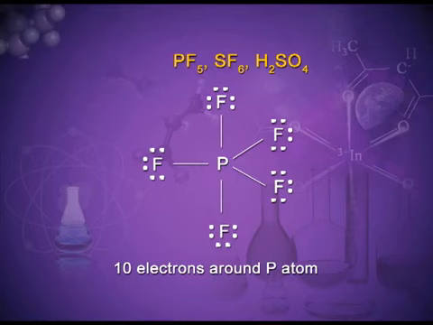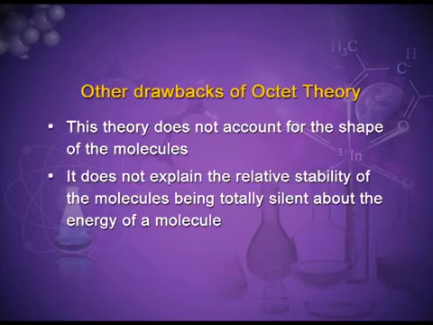PF5, this is phosphorus pentafluoride. Phosphorus is in the center, surrounded by 5 fluorine atoms. Now you can see the 5 covalent bonds around the phosphorus. So you can very well count the number of electrons around phosphorus. It will be 10 in number. Other drawbacks of the octet theory are, this theory does not account for the shape of the molecules. It does not explain the relative stability of the molecules, being totally silent about the energy of a molecule.